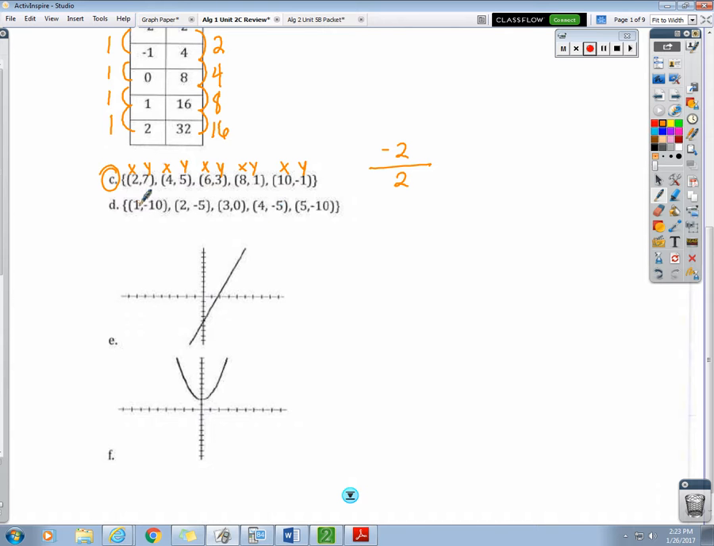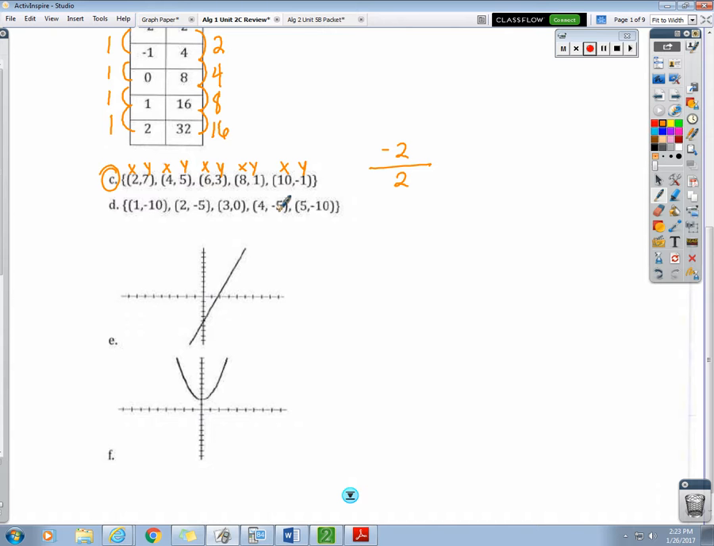Okay, let's see if D is linear. Look at your x values first. 1, 2, 3, 4, 5. That's good. Well, let's look at the y's. -10 to -5 is an increase of 5 units. And then -5 to 0 is an increase of 5 units. But then 0 to -5 is a decrease of 5.